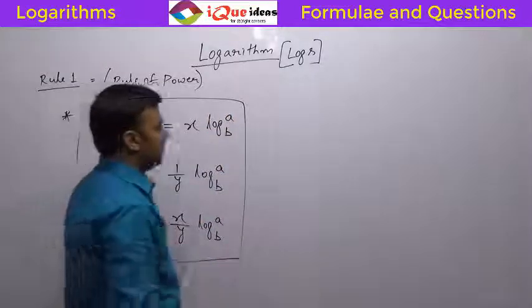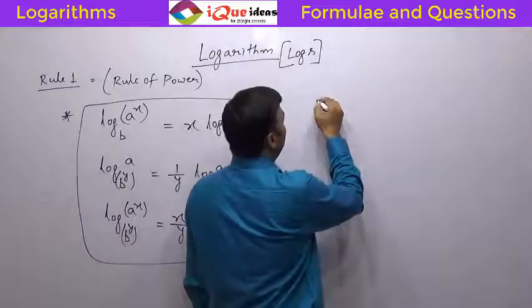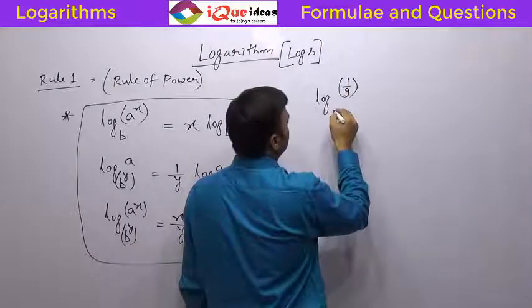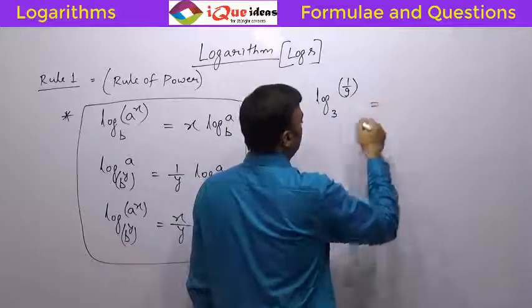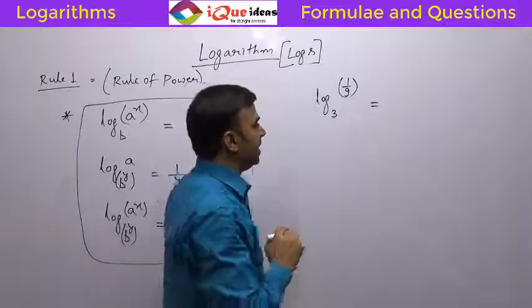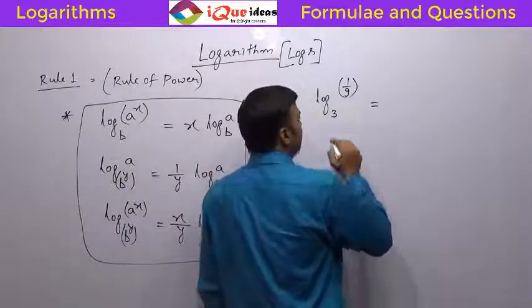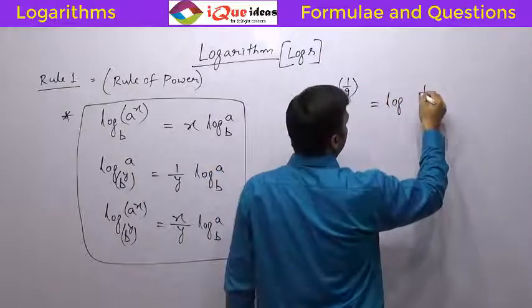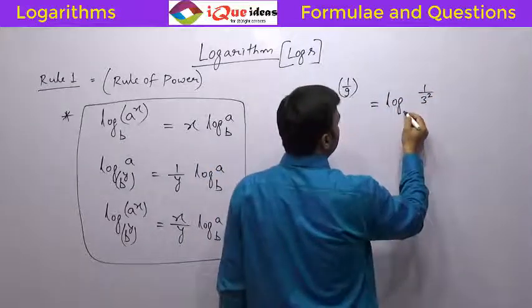Let's take some more complicated examples. If I have log 1 by 9 to the base 3, we have done this earlier also? No, we haven't done this earlier. So let's take this one. Log of 1 by 9 to the base 3. How can we do it? Let's try to see that this 9 is 3 square. So we can write it as log 1 by 3 square to the base 3.